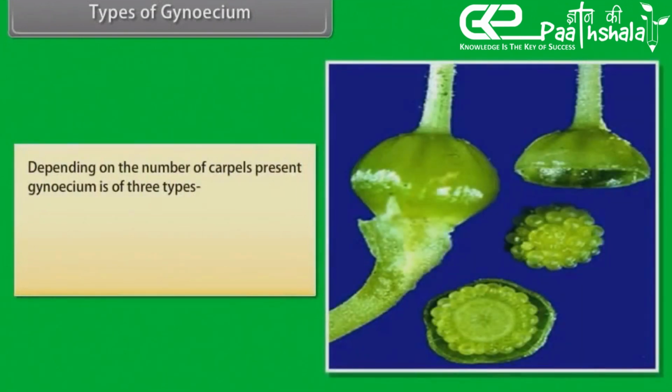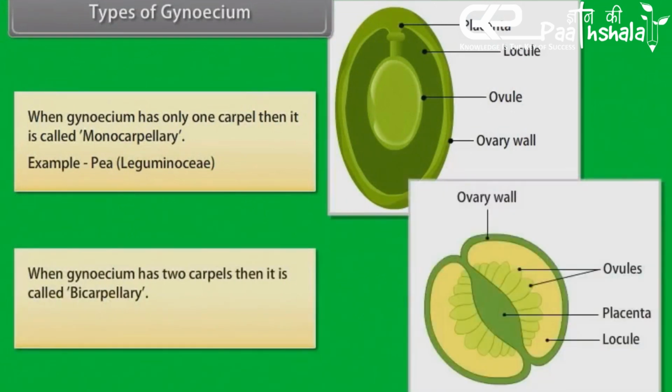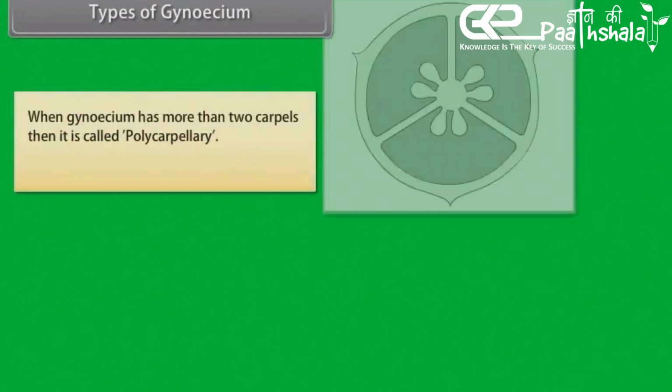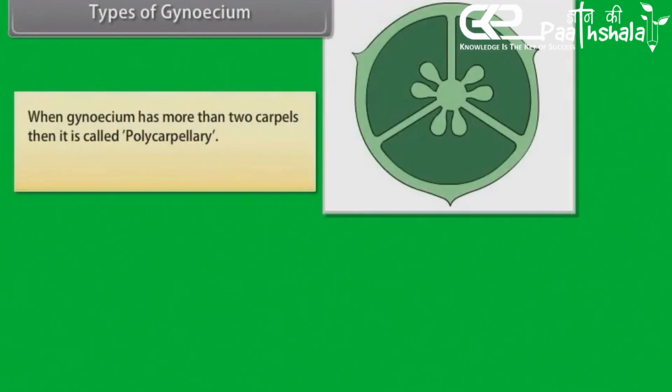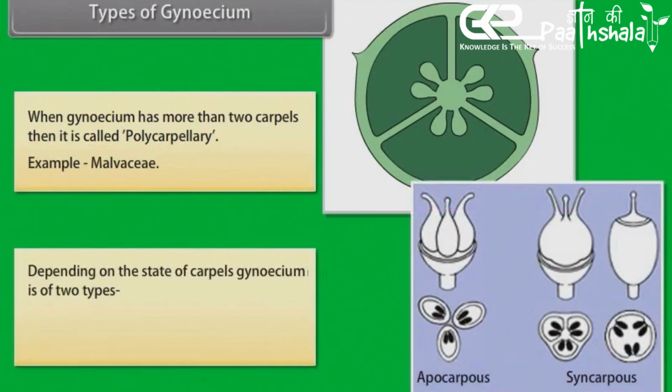Depending on the number of carpels present, gynoecium is of three types: monocarpellary, bicarpellary, polycarpellary. When gynoecium has only one carpel, then it is called monocarpellary. Example: pea, Leguminosae. When gynoecium has two carpels, then it is called bicarpellary. Example: Solanaceae, Cruciferae. When gynoecium has more than two carpels, then it is called polycarpellary. Example: Malvaceae.